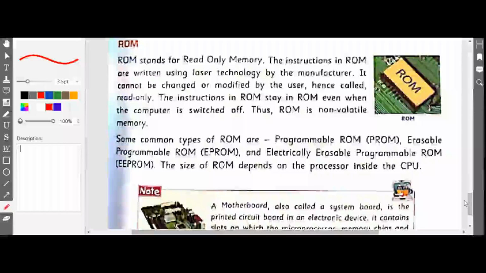That means it cannot be modified. So next one is computer ROM.